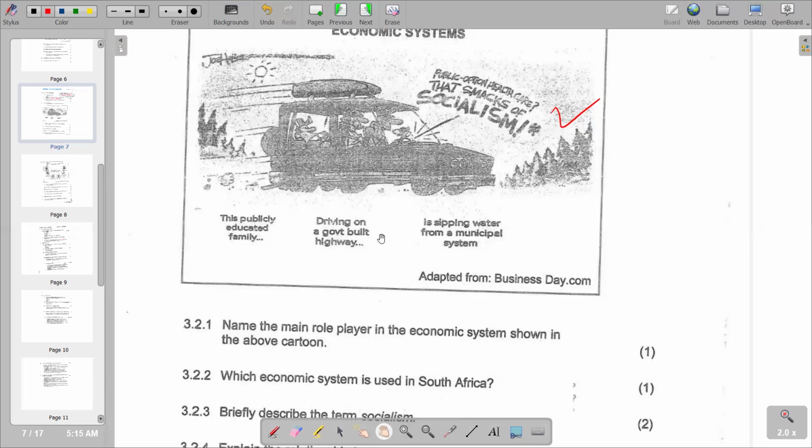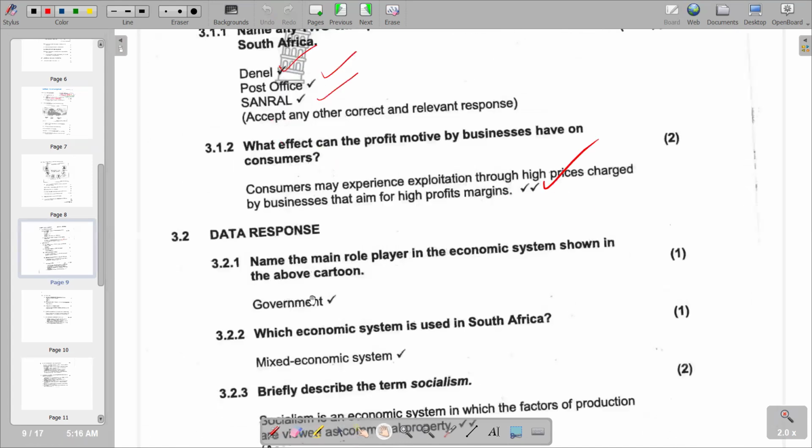They've got driving on built highways, and they've got sipping water from a municipal system. So basically, we see that there is the issue of government inside this economic system, and also the issue of smacking of socialism, which is community ownership. So we now summarize that this is the government being the role player. So for 3.2.1, as stated in the answer section, the answer is the government.